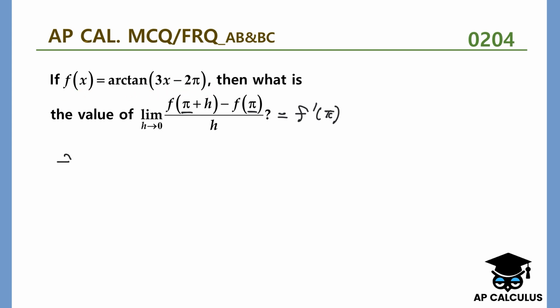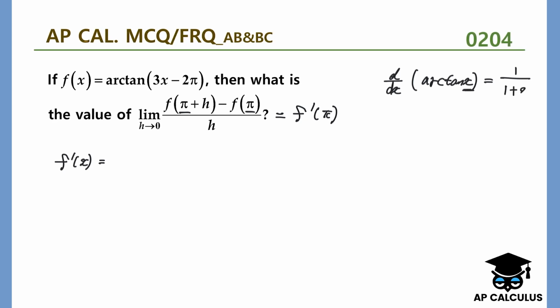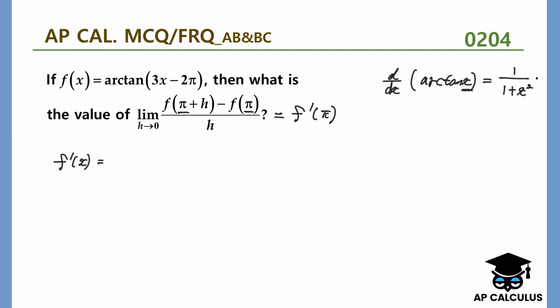So let's find the derivative of f. It's arctangent. We have to remember the formula. The derivative of arctangent, or inverse tangent, is equal to 1 over 1 plus x squared times the derivative of this x. But that's 1, so we don't have to write it. Okay, so f prime x is equal to 1 over 1 plus x squared.